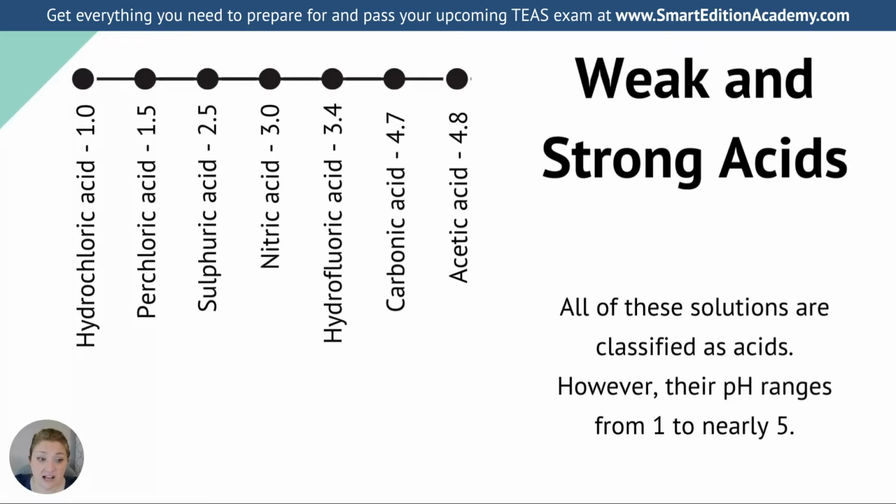There's all different kinds of acids. We have acids starting with a pH of 1, like hydrochloric acid. You have sulfuric acid with a 2.5, hydrofluoric acid with a 3.4, and acetic acid with a 4.8. So all of these are acids, but their pH is going to range from anywhere from 1 to nearly 5. So some of them are going to be very strong acids near that lower pH mark, and some of them are going to be weak acids near that higher pH mark.